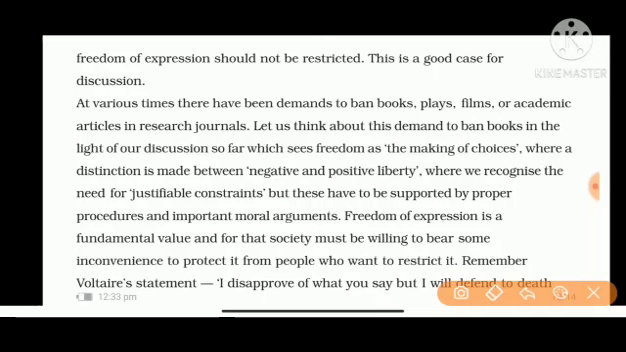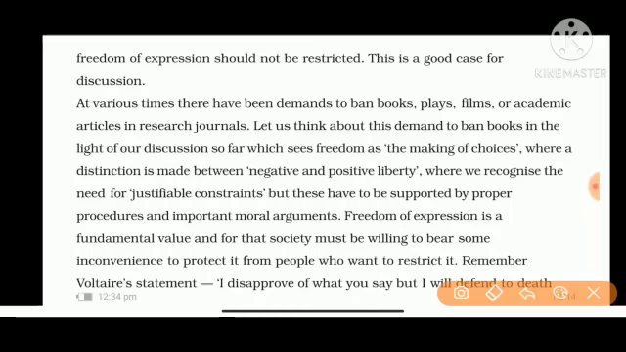Let us think about this demand to ban books in the light of our discussion so far, which sees freedom as the making of choices, where a distinction is made between negative and positive liberty, where we recognize the need for justifiable constraint, but these have to be supported by proper procedures and important moral arguments. Freedom of expression is a fundamental value, and for that society must be willing to bear some inconvenience to protect it from people who want to restrict it.